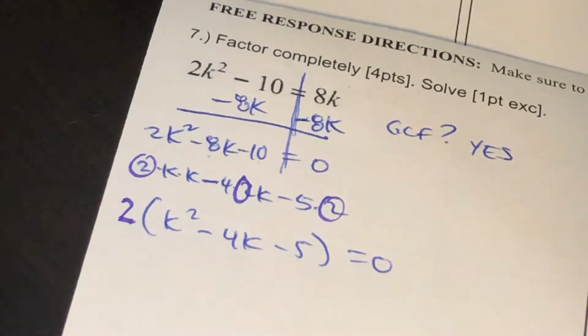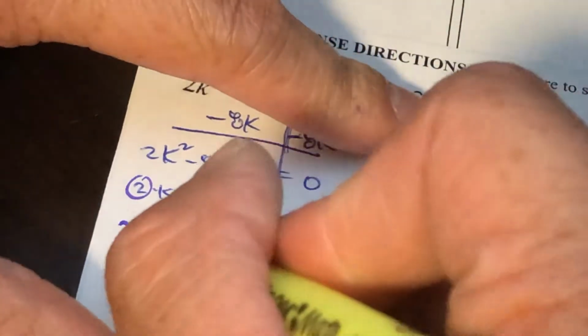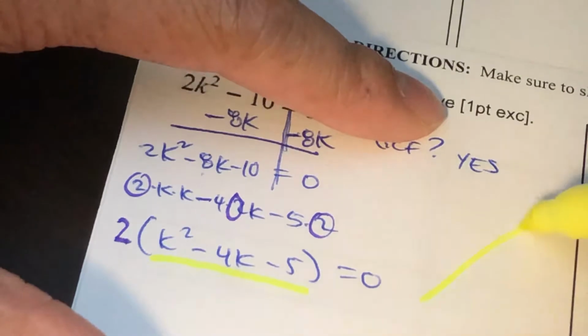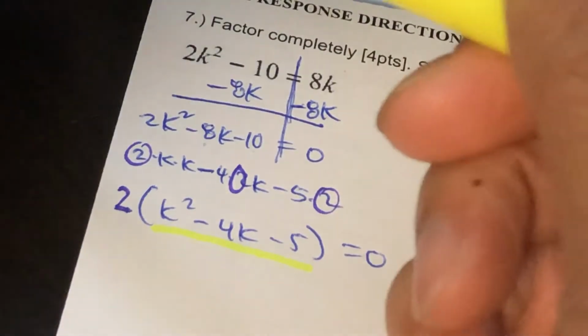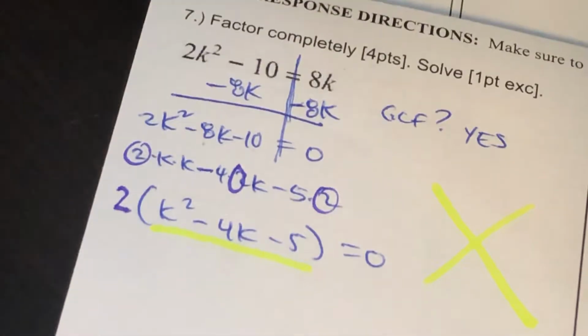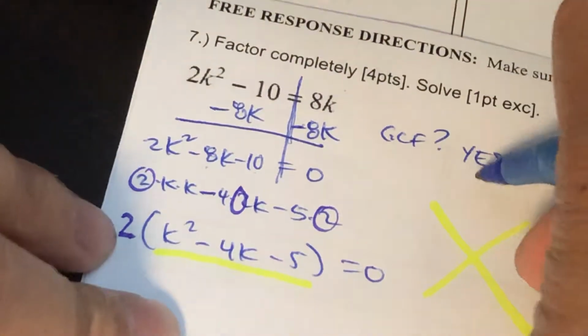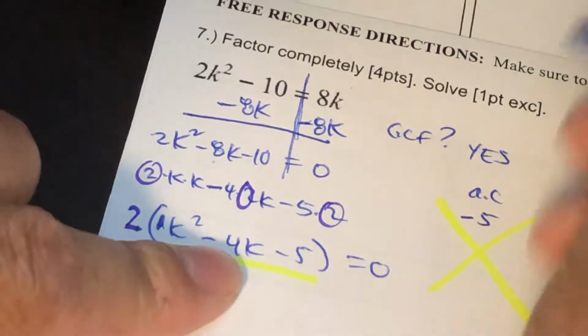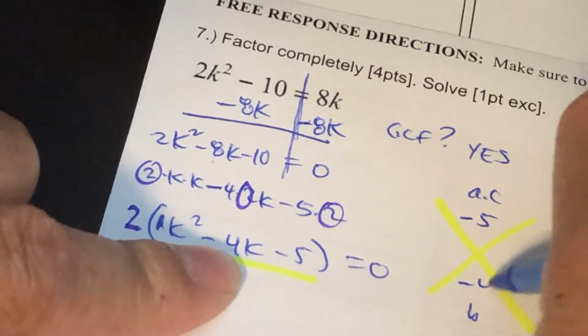Now I'm going to use my highlighter strategically to highlight what's inside the parentheses, because that is what I'm going to use for my X, or factoring. So a times c is going to be 1 times the negative 5, which is negative 5, and my b value is negative 4.